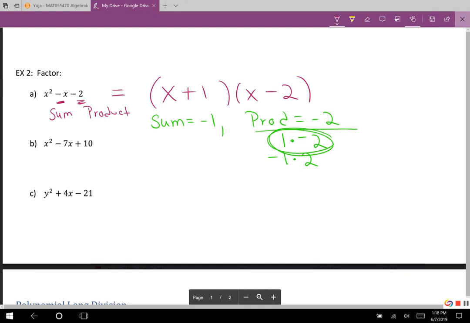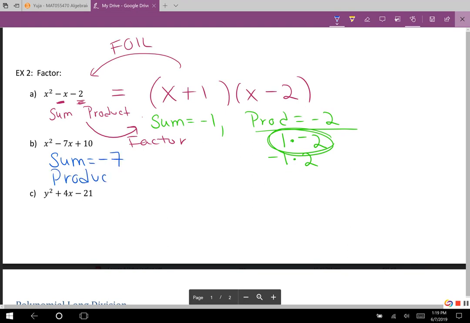So multiplying or using FOIL is expanding. And then when we factor, we're going in the opposite direction. We're trying to break it back down into a product. So two more examples. In example B, we want to find two numbers that have a sum of the middle number, so a sum of -7, and a product of the last number, product of 10.